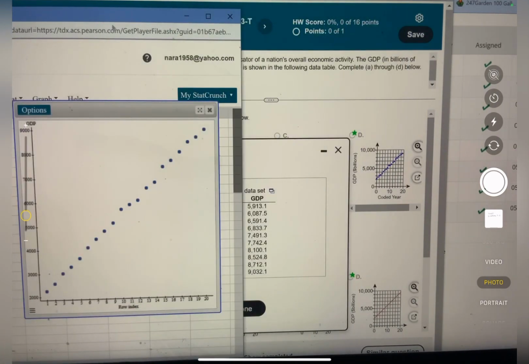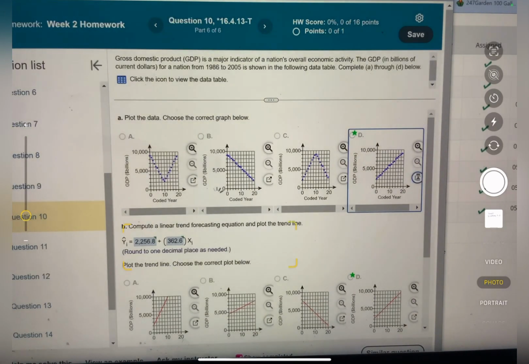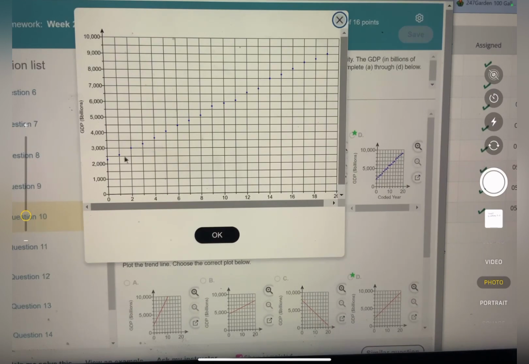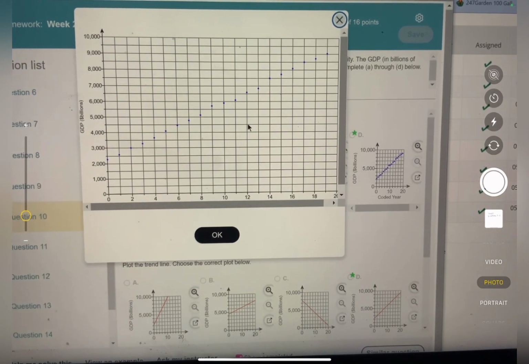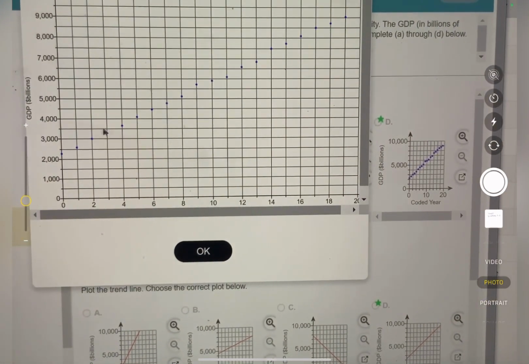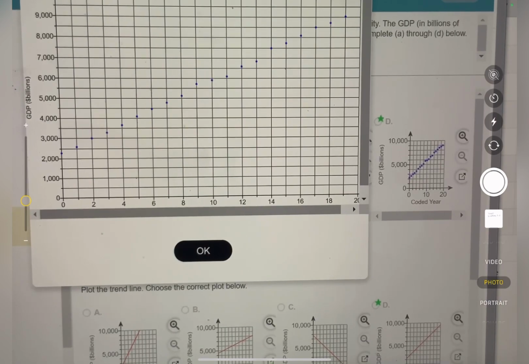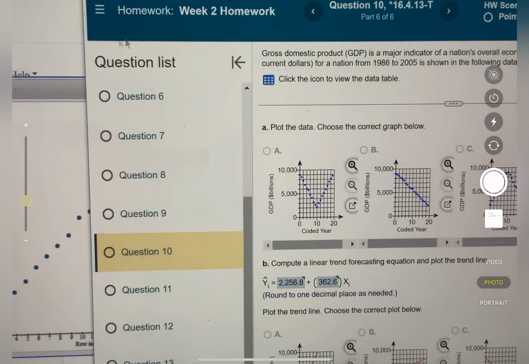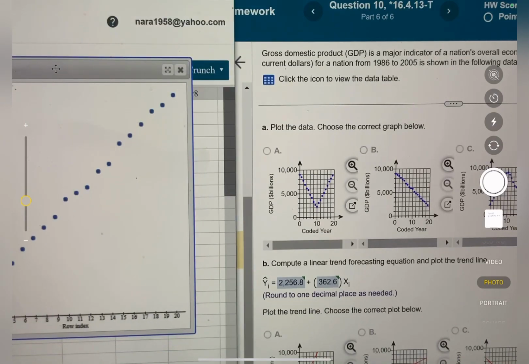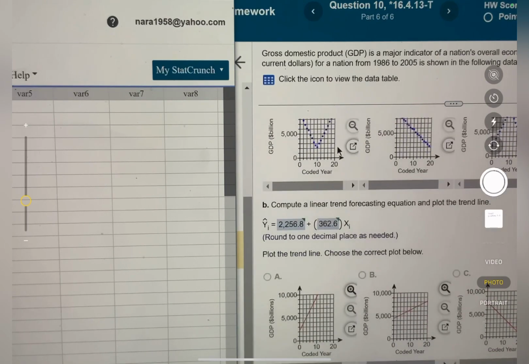And if we look at the answer, yeah, here it is. We are getting this point. Let me zoom it. This point. And back to our result. Here it is. All right. Okay, what is next? Compute linear trend.